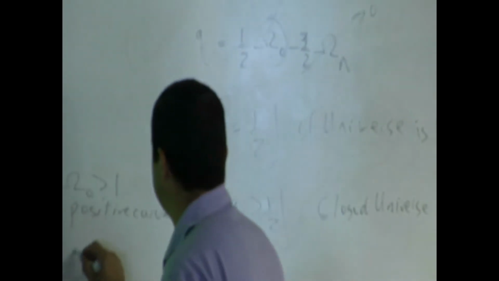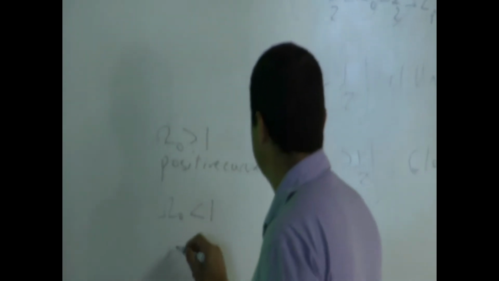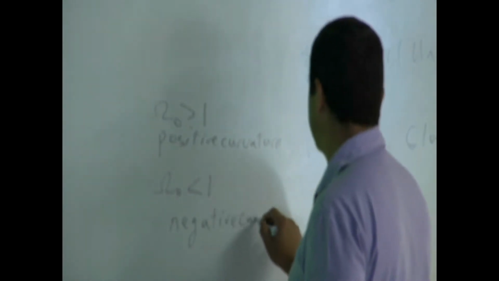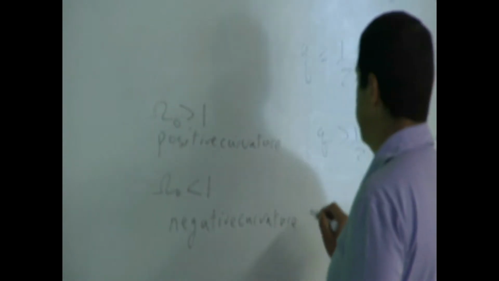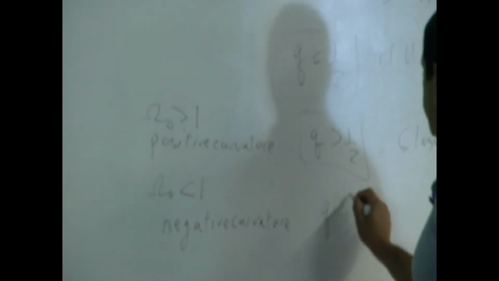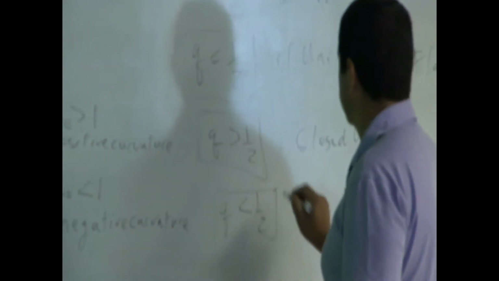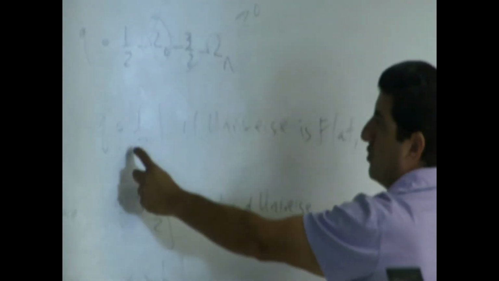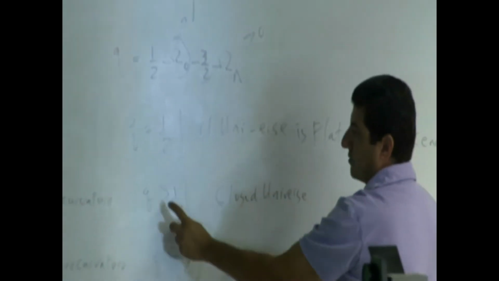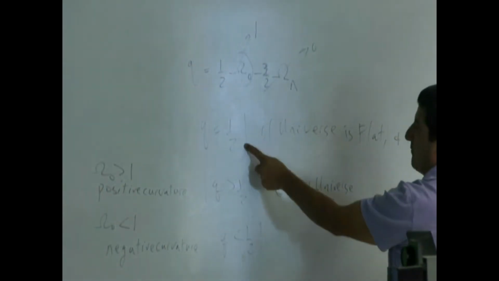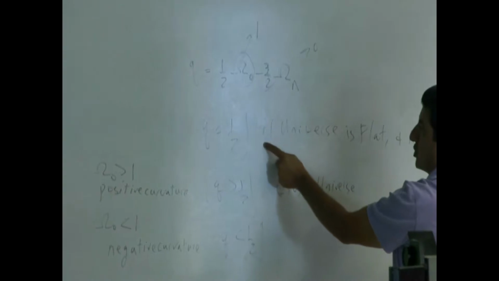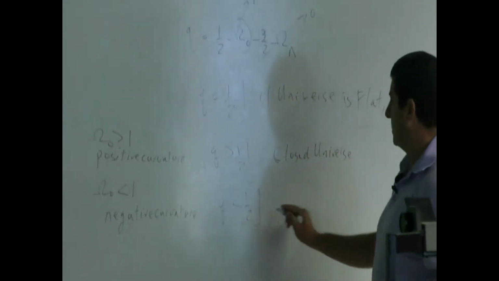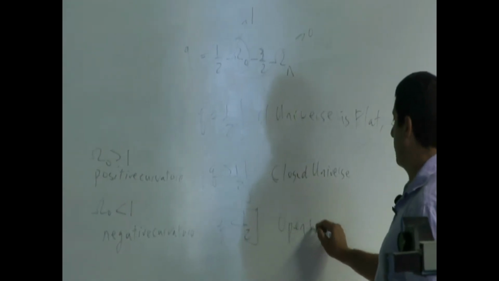If omega 0 is less than 1, that's negative curvature. Q will be less than half. So I'm assuming there's no dark energy. Let's say there's no dark energy. You have 3 options that you could have: half, greater than half, less than half. Half will give you a marginally bounded universe, greater than half, a closed universe, less than half, an open universe.